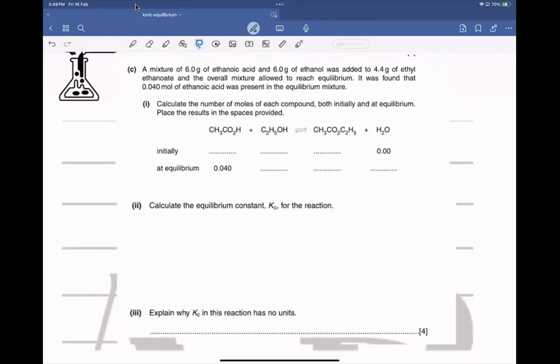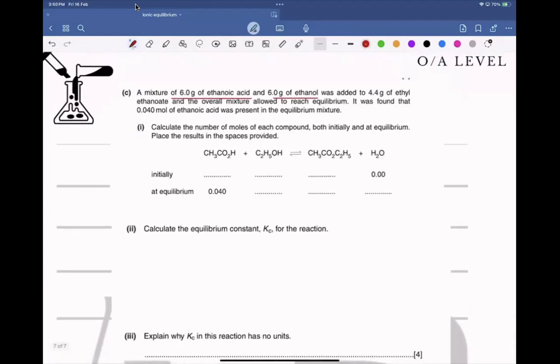Okay, let's have a look at this question. A mixture of 6 gram of ethanoic acid and 6 gram of ethanol. So what they have given you, which quantity is provided to you, was added to 4.4 gram ethyl ethanoate, and then the overall mixture was allowed to reach equilibrium. What does this indicate? That these are the initial masses of these three substances. Is this clear? Yes, sir.